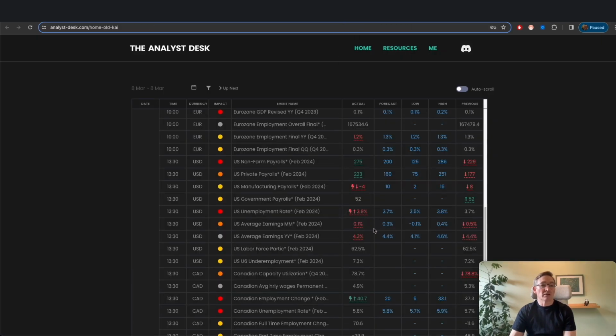That's dollar negative, and average earnings were revised lower on the print. So this was dollar positive, but the rest was dollar negative, and that weakened the dollar initially out of the non-farm payrolls.